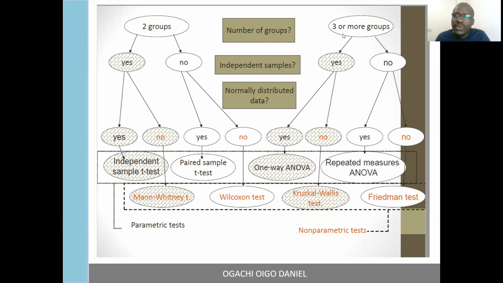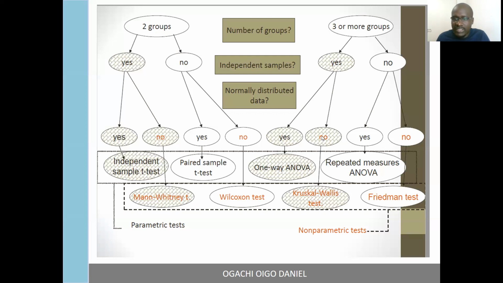When we go to 3 or more groups, with independent samples and the data normally distributed, we conduct a one-way ANOVA. So one-way ANOVA is conducted when we have 3 or more groups with independent samples and normally distributed data. If we have 3 or more groups with independent samples and the data is not normally distributed, we conduct what we call a Kruskal-Wallis test. So a Kruskal-Wallis test is very important if we have 3 or more groups with independent samples and data not normally distributed.